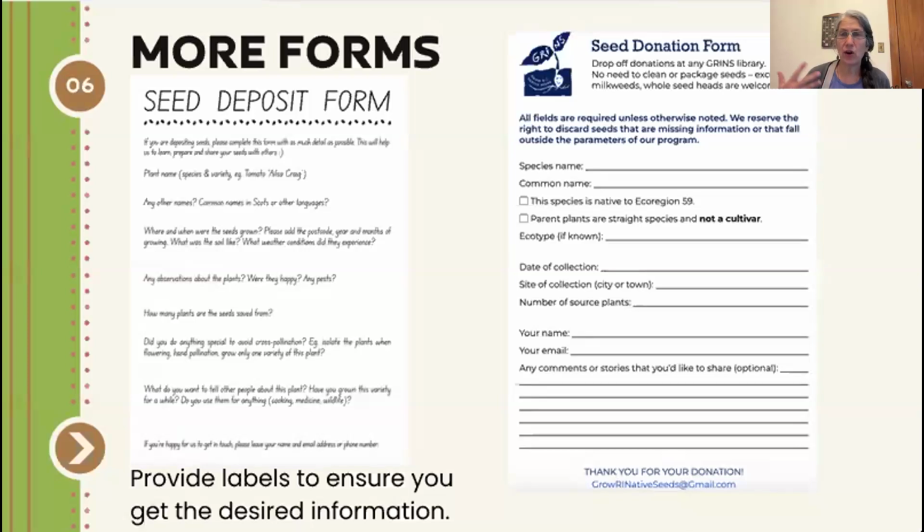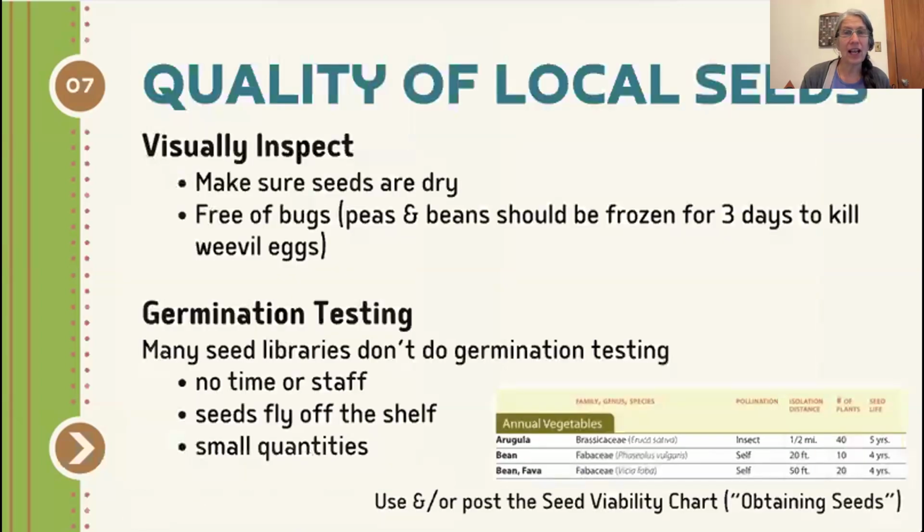Once again, they're making sure that it's native to their ecoregion, and they also have a list of the plants that are native to their ecoregion on their website, so people can identify them. They also check that it's not a cultivar of a particular native, but actually the indigenous species, the native species. And then, where did you collect it? That's really important when it comes to natives. And then quality of local seeds.